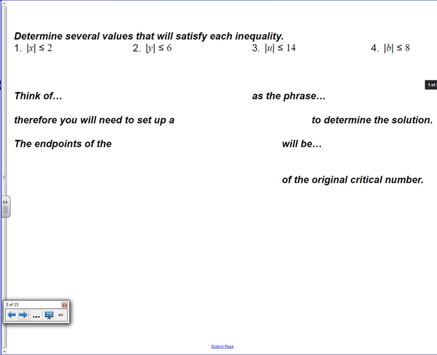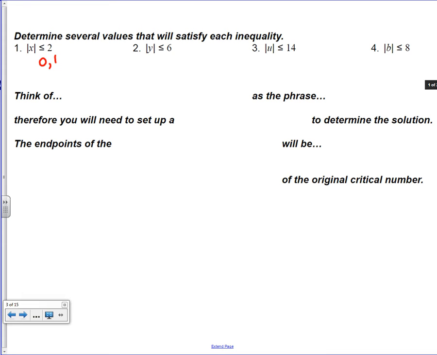So what can I put in for x? That when I take the absolute value, it is less than or equal to 2. Well, most people will first tell me 0. If I put a 0 in there, 0 is less than or equal to 2. I also could put a 1 in there. The absolute value of 1 is 1, which is also less than or equal to 2.